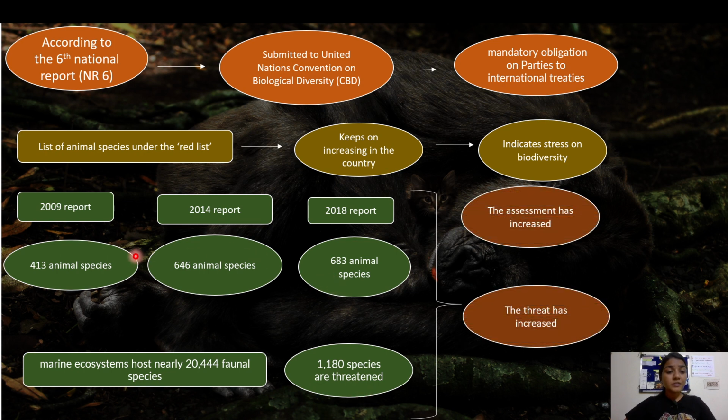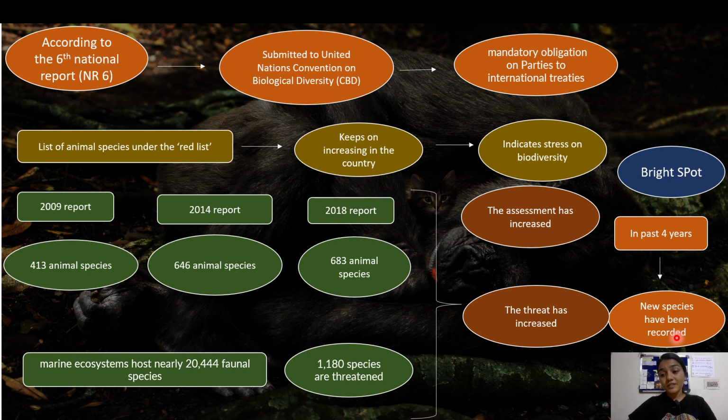So, from this report from 2009 to 14 to 18, what we can understand is that people's understanding has increased, and a lot of assessment has also been done. In 2009 the assessment was less. Then in 2014 more area was assessed. In 2018 again more area was assessed, and therefore the number of species kept on increasing, and the threat has also increased, because as and when more organisms come into the list, that means more of the organisms are threatened. But there is a bright spot to this research also.